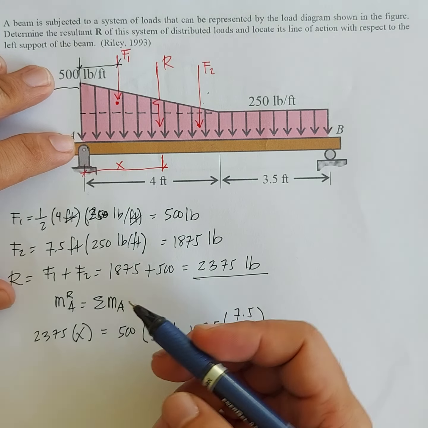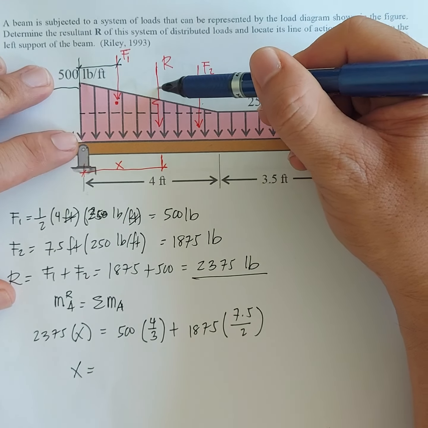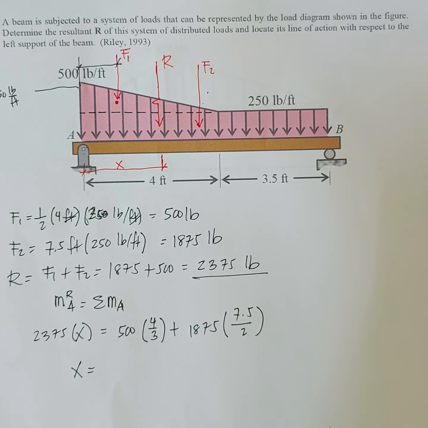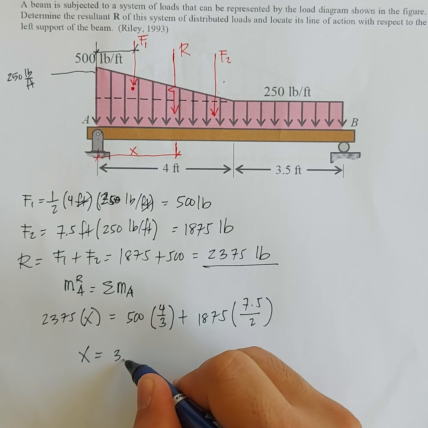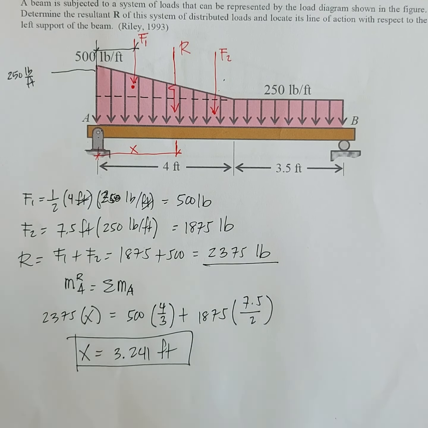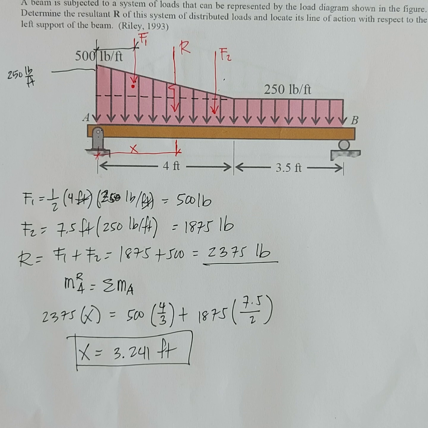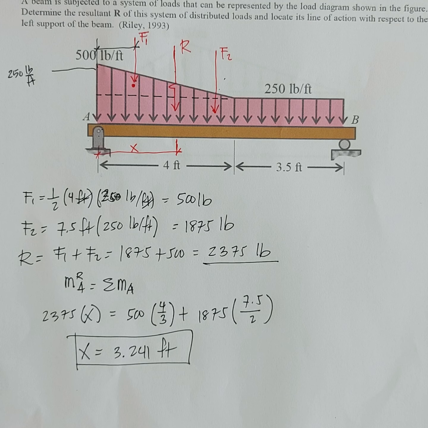So, we can now solve for X, location ng resultant force natin from the left support or point A, and that is equivalent to 3.241 feet. Okay, so, yan yung location ng resultant force from point A. Okay? So, we'll have more examples sa ibang videos later on.